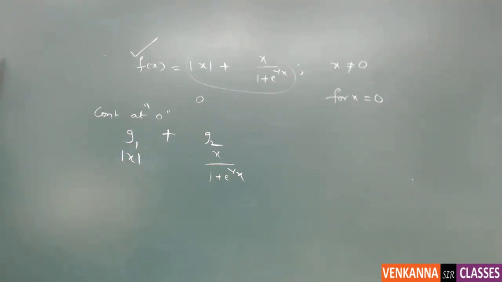So here the result is that it is continuous at 0, because mod x is continuous at 0 and that other function is continuous at 0. So obviously the function f is continuous at 0.